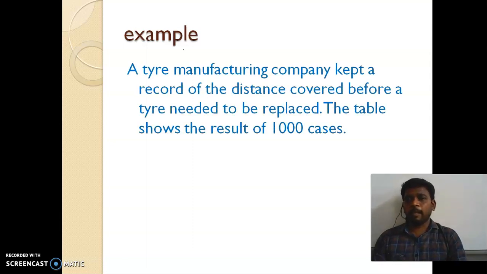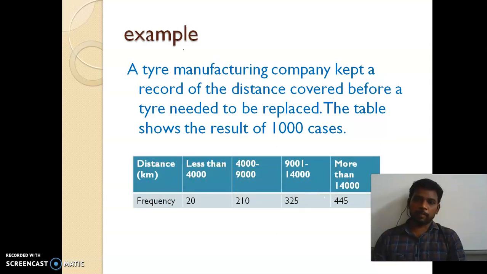Okay, let us go to the next example. So look at the next example. A tire manufacturing company kept a record of the distance covered before a tire needed to be replaced. The table shows the result of 1000 cases.